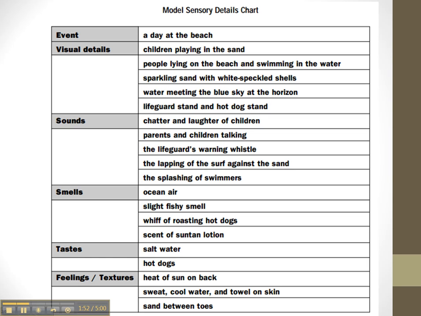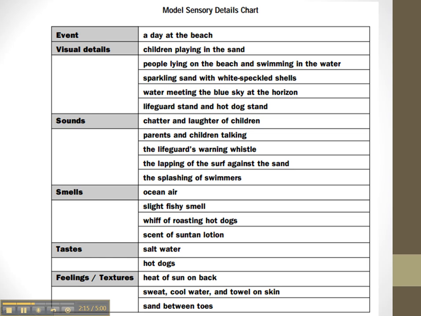So we have this model sensory details chart where they picked a specific event, a day at the beach. So you're at the beach. What kind of things do you see with the sense of sight? What kind of things do you see at the beach? Well, people laying on the beach towels, children playing, the sparkling water, the sand. These are all things you see.